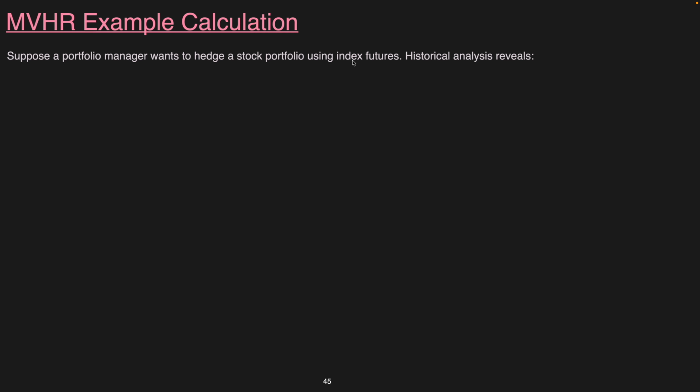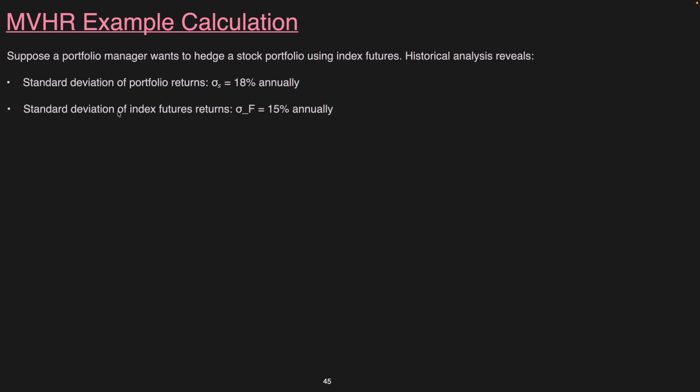Now let us take one example of this calculation. Suppose a portfolio manager wants to hedge a stock portfolio using index futures. What is the standard deviation of the portfolio? Portfolio means spot. So the standard deviation of the portfolio, sigma S, is 18% annually. It means the deviation from the mean of the prices of this portfolio will be 18% upside or 18% downside. Now the standard deviation of the index futures, that is sigma F, is 15%. So the deviation of the future is less than the deviation of the spot.